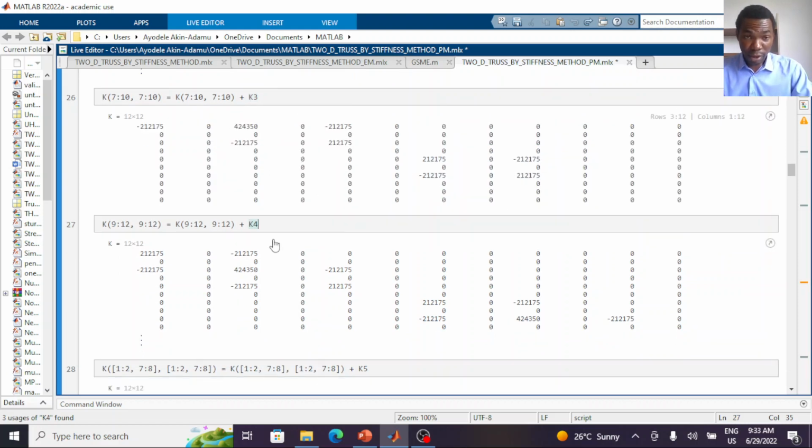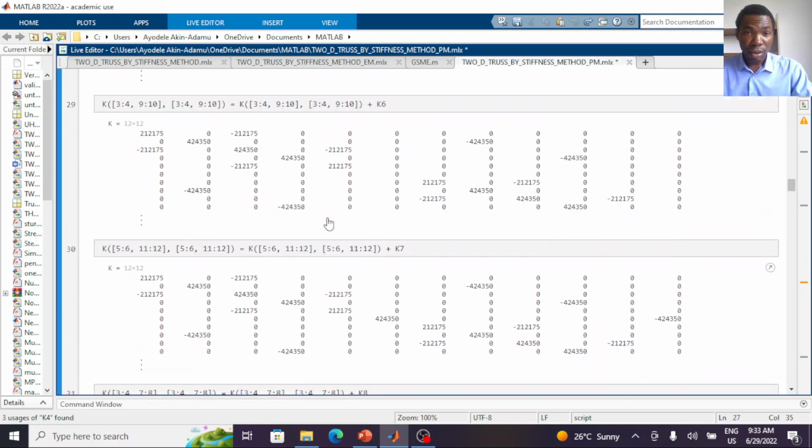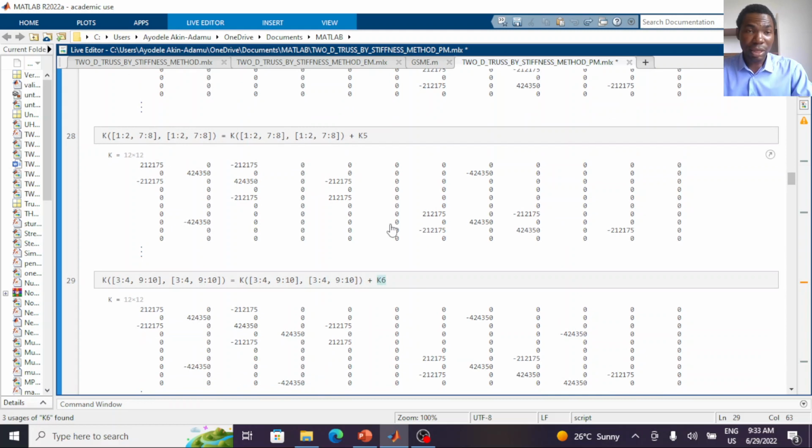You do the same thing for K4, for K5, for K6, for K7. But if you note something for K6, because the numbering is not the same, we have 3 column 4, comma 9 column 10. The degrees of freedom at element 6 are 3, 4, then 9 and 10. They are not in ascending order like 3, 4, 5, 6. So that's why you write it in this form.